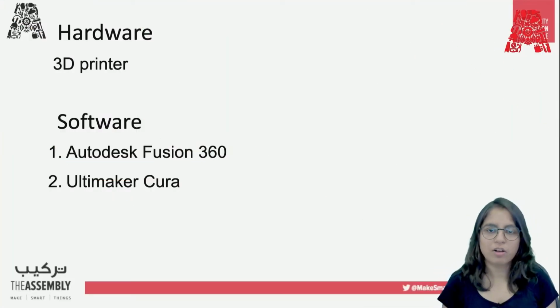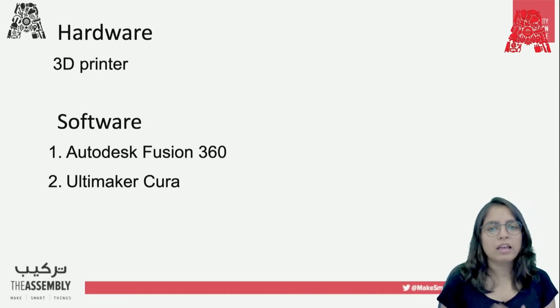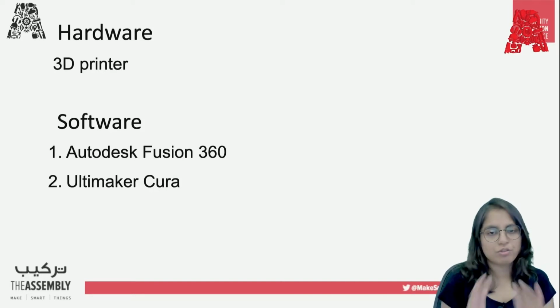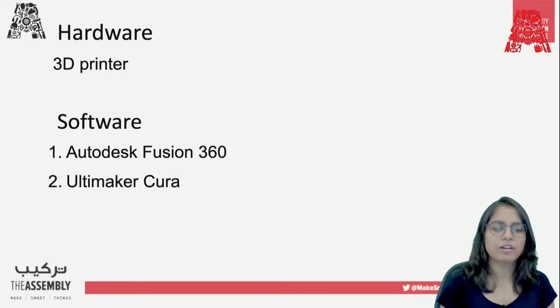Okay, so getting on to the workshop itself. We need two kinds of things, hardware and software, for this workshop. For the hardware, we need a 3D printer. That's essential to print the 3D model that we'll be making. And for the software, we need two softwares. The main one that we need is Autodesk Fusion 360. This one will be used to sketch out the image and basically just to make the 3D model, which will then be taken to Ultimaker Cura. Now Ultimaker Cura will be used to slice the model in order to make the format usable by the 3D printer. So I'll be explaining this again through the steps.